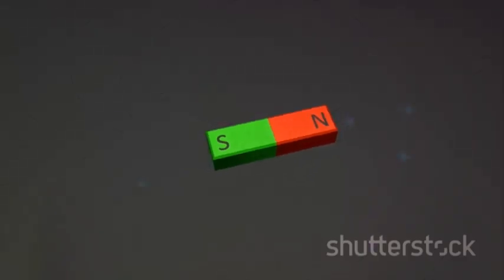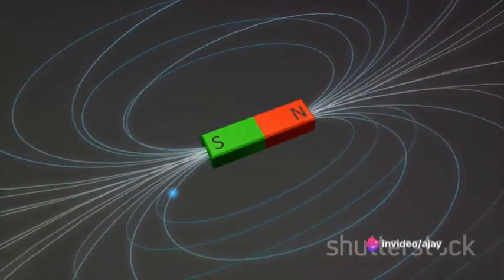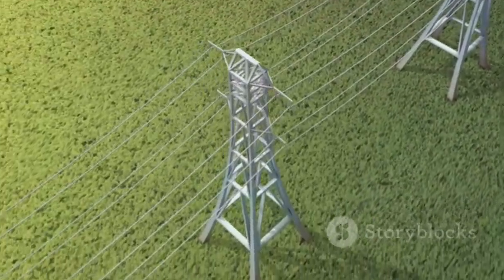The strength of the field depends on the magnitude of the current and the distance from the wire. The greater the current or the closer to the wire, the stronger the magnetic field.